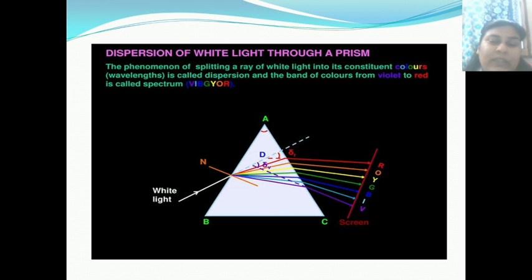Now you can see in the figure, here is a prism ABC, and the white light enters at this point of incidence. We are drawing a normal. This is the path of the ray, but it is dispersed. Here the white light has been dispersed into different colors, and these are 7 colors, known as VIBGYOR. So when Newton passed white light through a glass prism, he got a band of 7 colors on the screen, and this band is known as the spectrum of light.